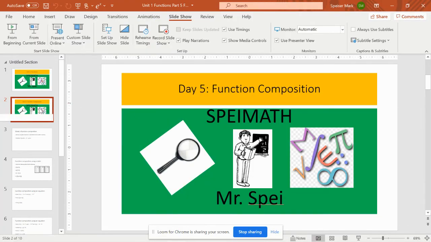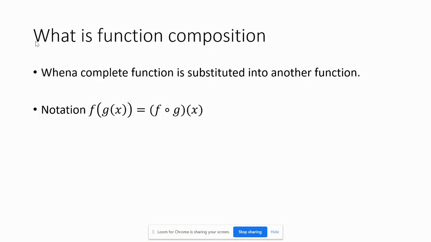Okay, so function composition. First of all, function composition is when a complete function is substituted into another function. The notation is f(g(x)), or f ∘ g. The symbol ∘ is read as "of", and it looks like a weird little circle. That's why I'm being very careful not to use the dot like we use in multiplication. It's not the same thing.